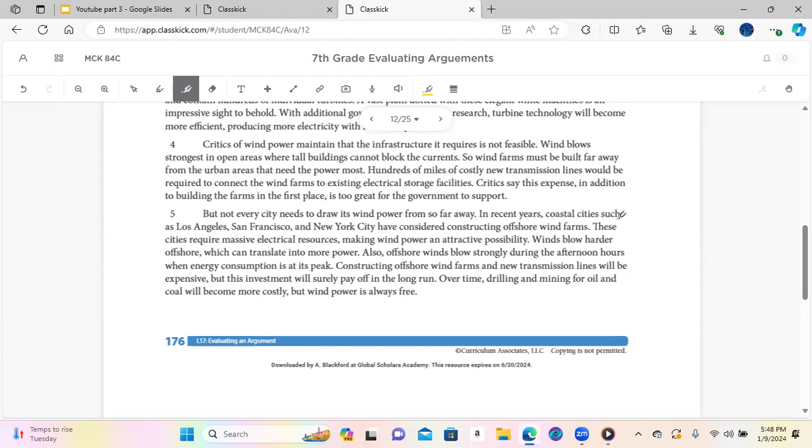In recent years, coastal cities such as Los Angeles, San Francisco, and New York City have considered constructing offshore wind farms. These cities require massive electrical resources, making wind power an attractive possibility. Winds blow harder offshore, which can translate into more power. Also, offshore winds blow strongly during the afternoon hours when energy consumption is at its peak. Constructing offshore wind farms and new transmission lines will be expensive, but this investment will surely pay off in the long run. Over time, drilling and mining for oil and coal will become more costly, but wind power is always free.